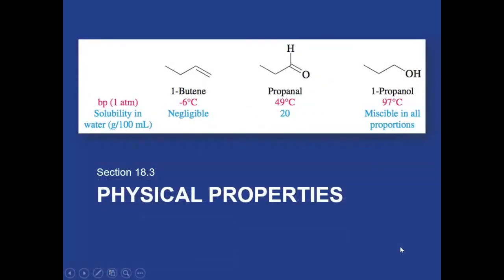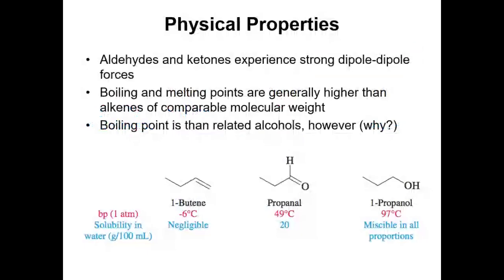So this section, basically we're going to take a look at the physical properties of ketones and aldehydes, and we can also compare their physical properties with some classes of compounds we already learned earlier, like alkenes and alcohols.